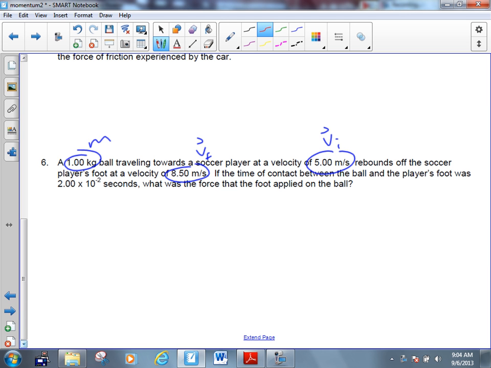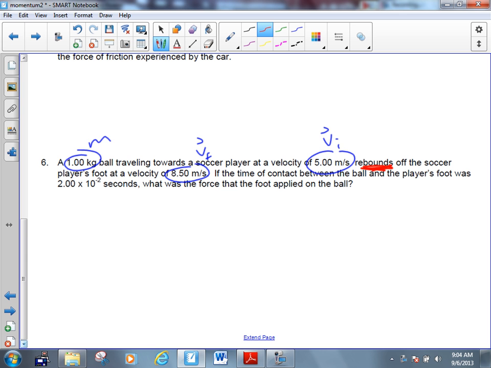It rebounds. What's the big deal with that? Why do I want to remember that it rebounds? That the soccer ball is coming towards me and then going away from me. What's the big deal with that? Yes. In other words, one of them is going to have to be positive, one of them is going to have to be negative. Now, it doesn't really matter which one's which.